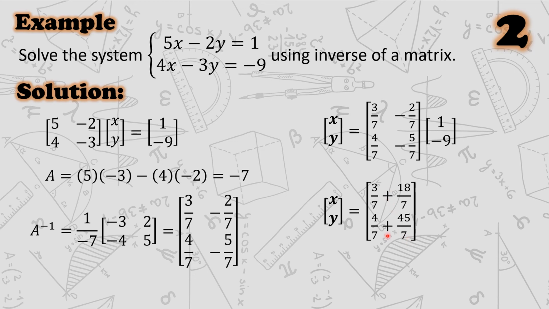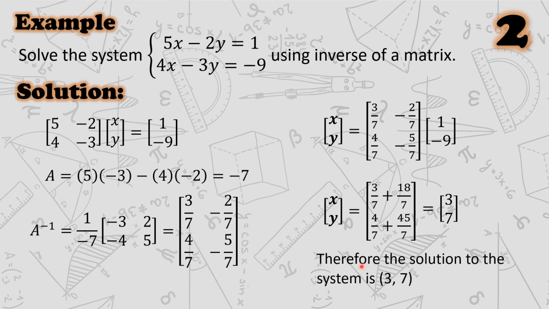Simplifying the result in the column matrix, 3 plus 18, 21 over 7, that is equal to 3. 4 plus 45, 49 over 7, that is equal to 7. Hence, the solution is the column matrix 3, 7. So, x is equal to 3 and y is equal to 7. Therefore, the solution to the system is the ordered pair 3, 7.